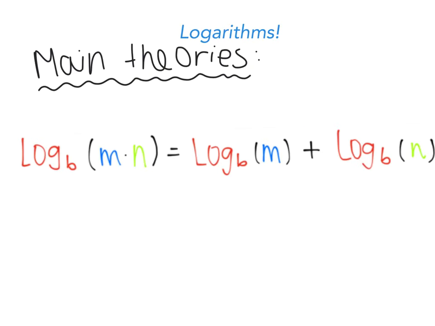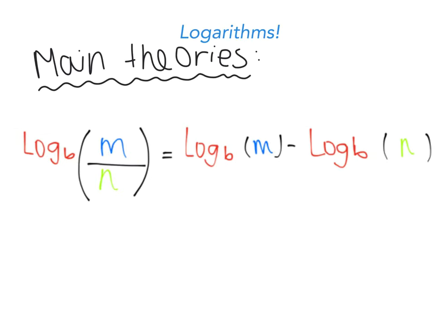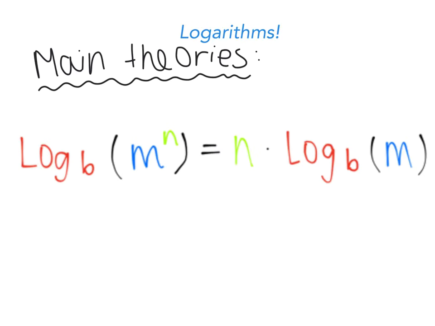Main theorems. Log of m times n with a base of b equals log of m with a base of b plus log of n with a base of b. Log of m divided by n base of b equals log of m base of b minus log of n base of b. Log of m to the power of n with a base of b equals n times log of m with a base of b.